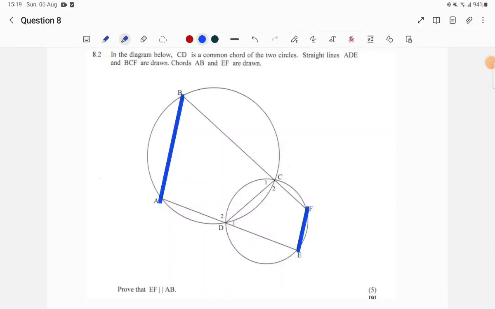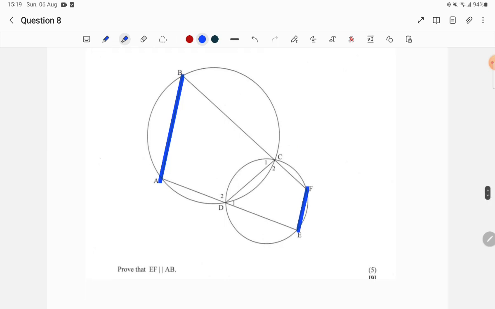Question 8.2. In the diagram below, CD is a common chord of two circles. Straight lines ADE and BCF are drawn. Chords AB and EF are drawn. So CD, that's the chord we have, which is a chord in both circles here. So that's a link between the two circles that we essentially have.